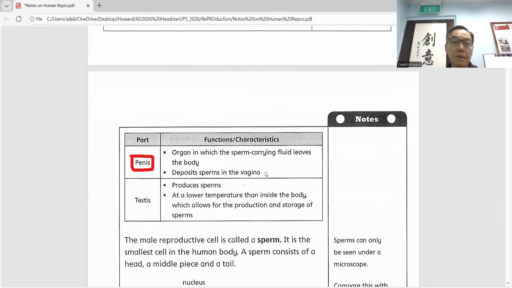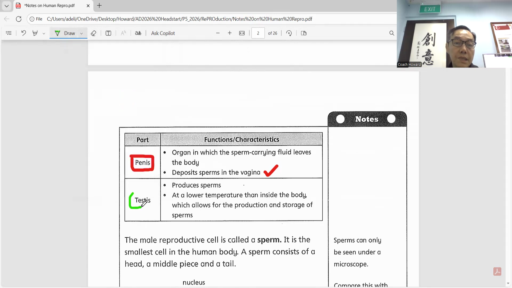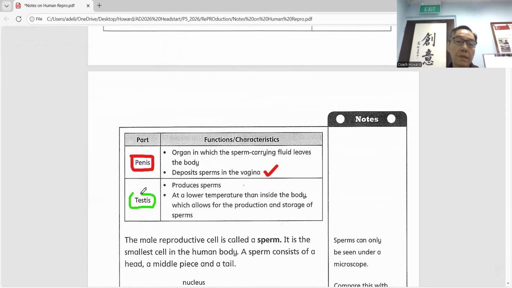Is to deposit the sperm into the vagina, which is the female reproductive organs. So you highlight this part because this is commonly tested. And the other one, which is even more commonly tested, is this organ, testes. Okay, this is the organ of the male reproductive system, and the primary function is to produce sperm.